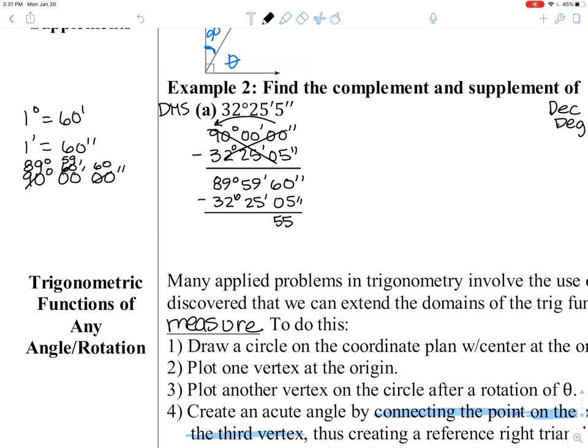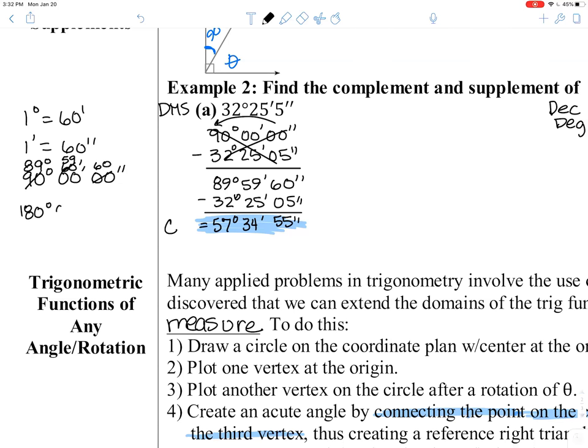Okay, so 60 seconds minus 5 seconds, 55 seconds. 59 minutes minus 25 minutes is 34 minutes. And 89 degrees minus 32 degrees, what's that, 57 degrees. And so the complement of 32 degrees, 25 minutes, and 5 seconds is 57 degrees, 34 minutes, and 55 seconds.